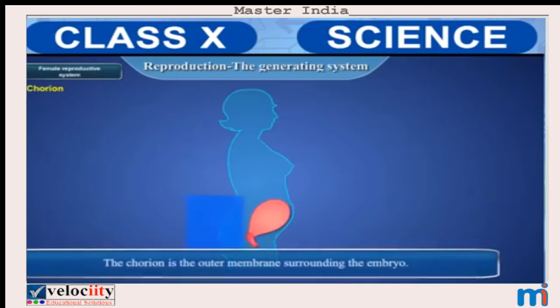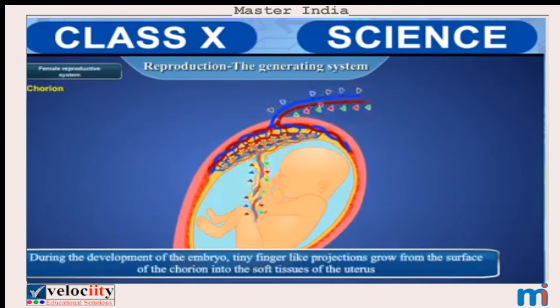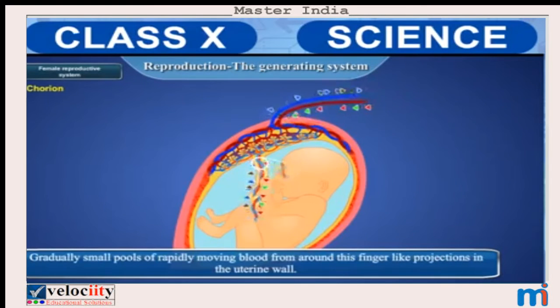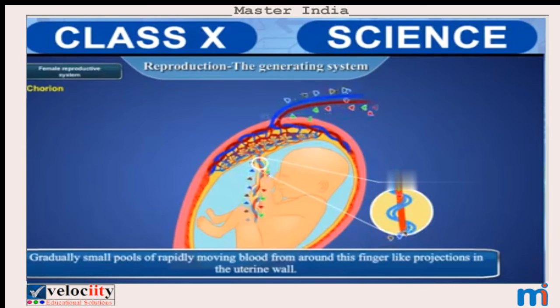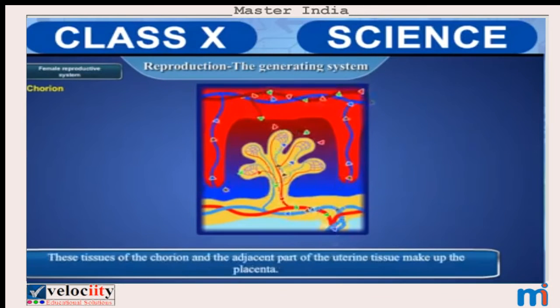Chorion. The chorion is the outer membrane surrounding the embryo. During the development of the embryo, tiny finger-like projections grow from the surface of the chorion into the soft tissues of the uterus. Gradually, small pools of rapidly moving blood form around these finger-like projections in the uterine wall. These tissues of the chorion and the adjacent part of the uterine tissue make up the placenta.